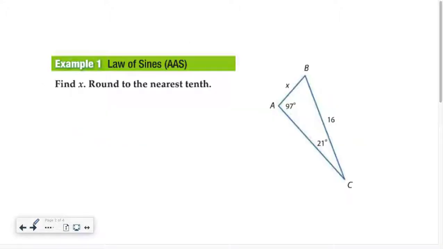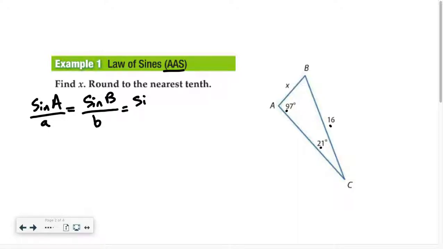So what does that look like? Let's set this up here. We have two angles, angle A and angle C, and we have one side. We have angle, angle, side. So two angles, one side, so we can use the law of sines. Let's set up a proportion here. Let's just write out the law of sines: sine of angle A over lowercase a equals sine of angle B over lowercase b equals sine of angle C over lowercase c.